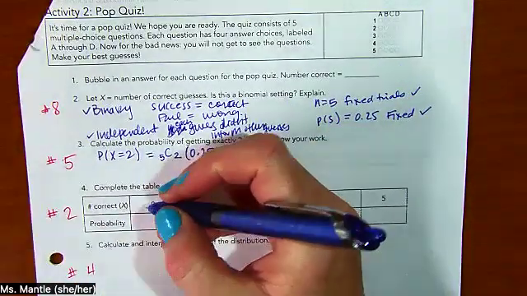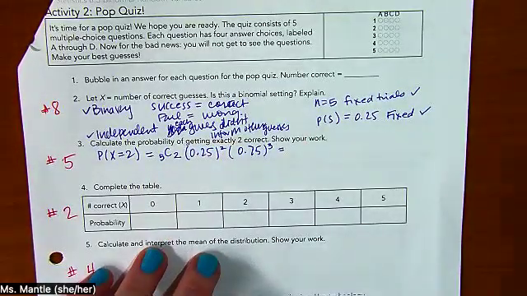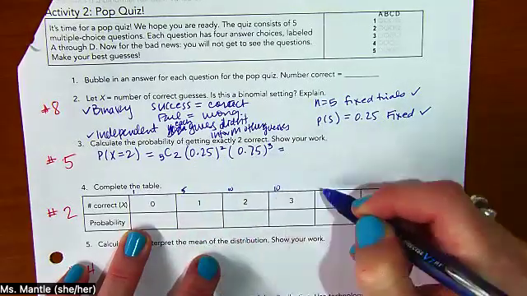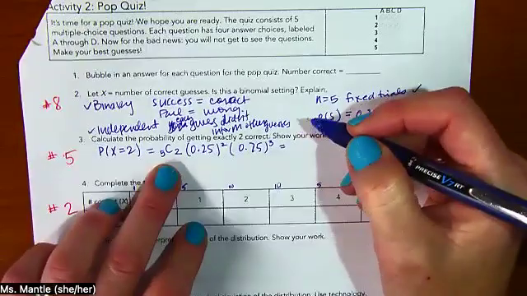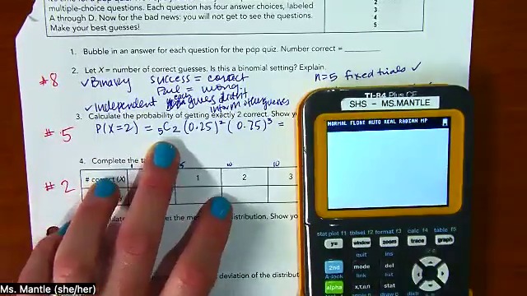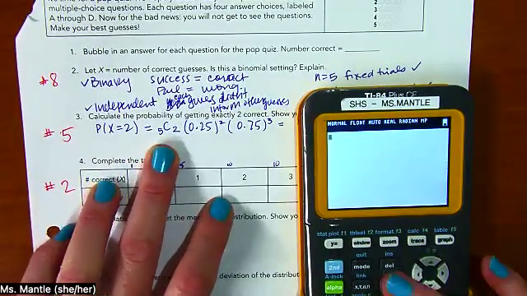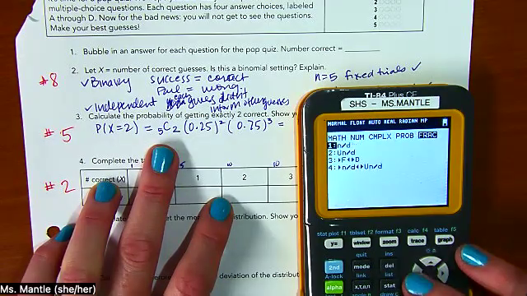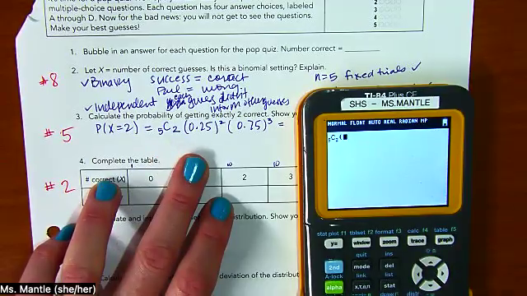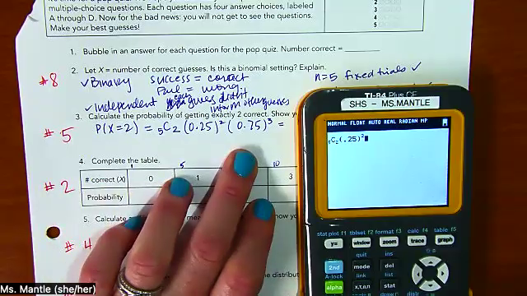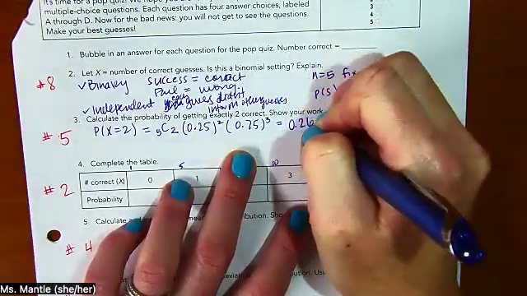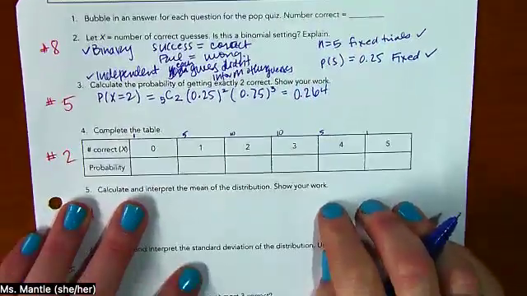So 5 choose 2. Remember on the previous page where we talked about Pascal's triangle? The coefficients are 1, 5, 10, 10, 5, and 1. If you memorize that, then you don't have to do it on your calculator. Now it's not hard to do it on your calculator. You just go to math, probability, number 3. So this is going to be 5 choose 2, and then 0.25 squared, and then 0.75 to the third. All right, so we get 0.264.